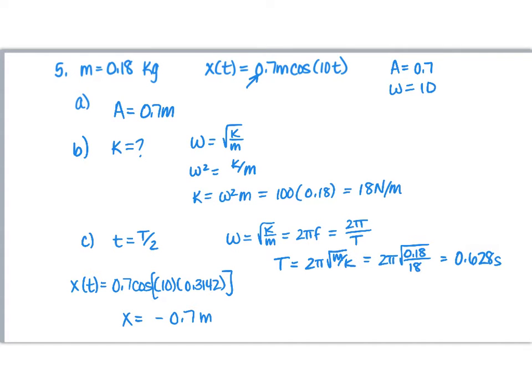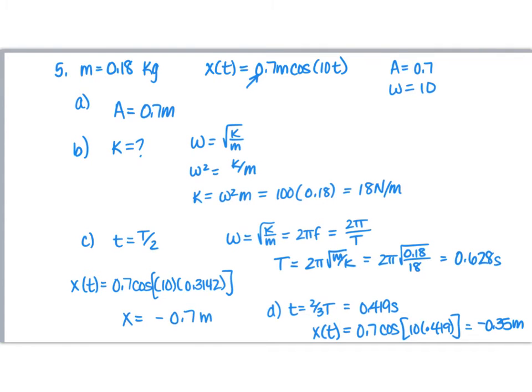And then D is 2/3 the period, so let's figure out what that time is. That's 0.419 seconds. So I'm going to do that again. And I got minus 0.35 meters. So I got those two.